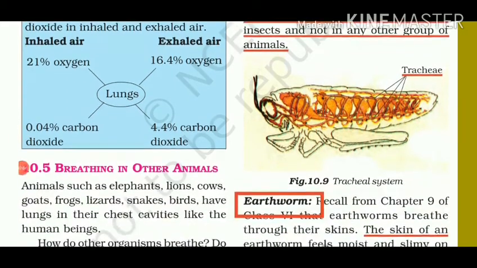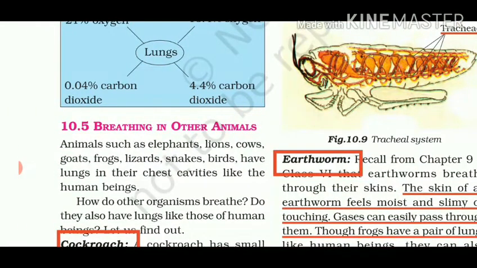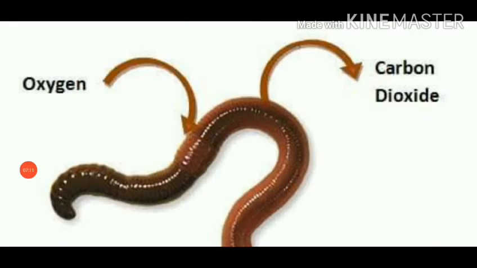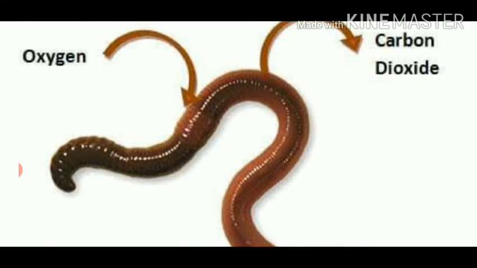Now let us study exchange of gases in the earthworm. Earthworms absorb oxygen through their moist skin. Gases can easily pass through their moist skin and get transported through the blood to all the cells.